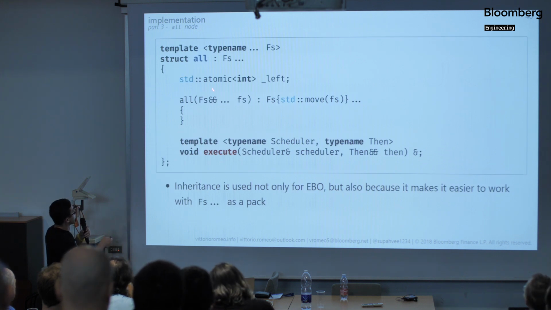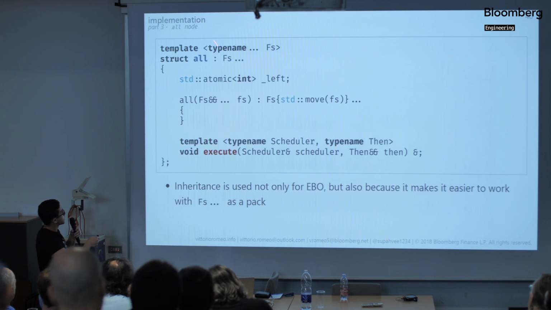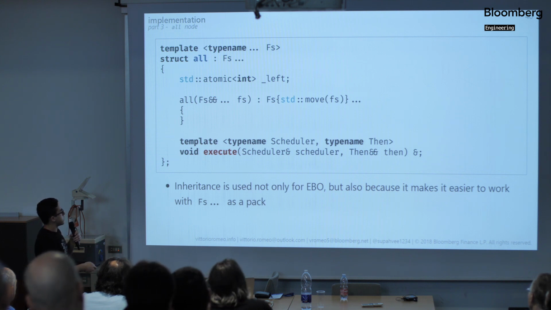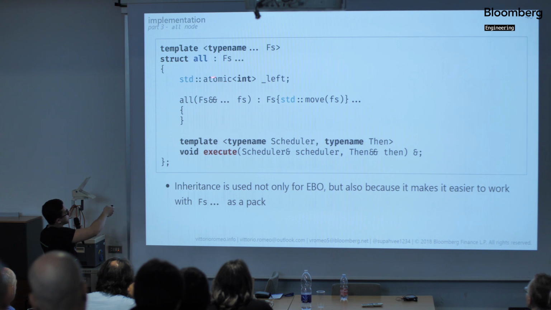So this is what it looks like. We have this all variadic class template thing. It takes a bunch of nodes and derives from all of them to make use of the EBO. And not only for that, but also because it's easy to work with the Fs as a pack when doing expansion. It contains an atomic int of how many things are left, and it just moves everything into the base classes.